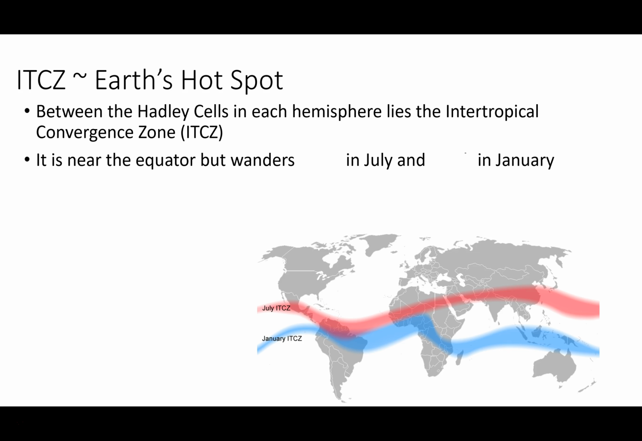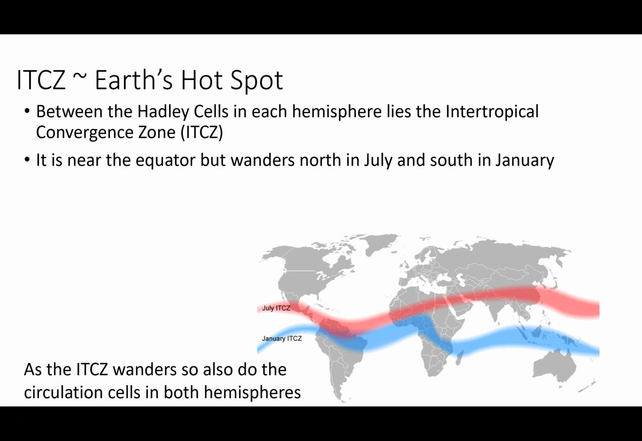Okay, the words are north and south. So you guys would tell me that if the northern hemisphere is experiencing summertime, then like I told you a minute ago, the hot spot's going to be in the northern hemisphere. So in the wintertime, the hot spot's going to be in the southern hemisphere. So the ITCZ, the intertropical convergence zone, wanders throughout the year.